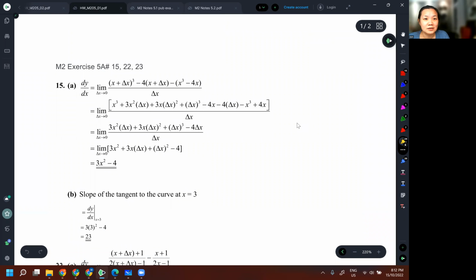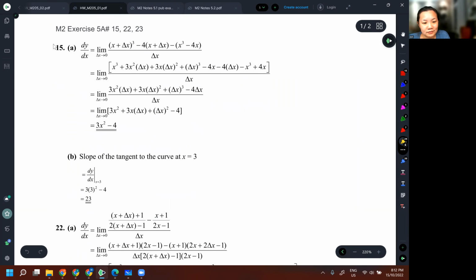The next assignment is the first principles to find the derivative or the derivative function from the first principles. Question 15. This is the first assignment, by the way, the first assignment. Question 15. dy dx, the derivative function, is equal to, now during the lesson, I use another letter h.